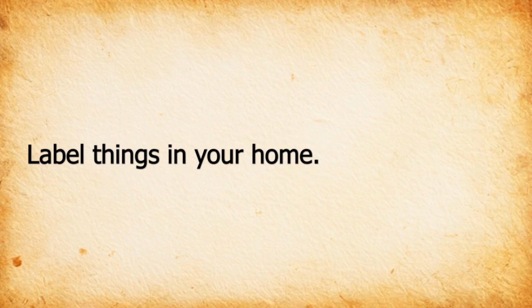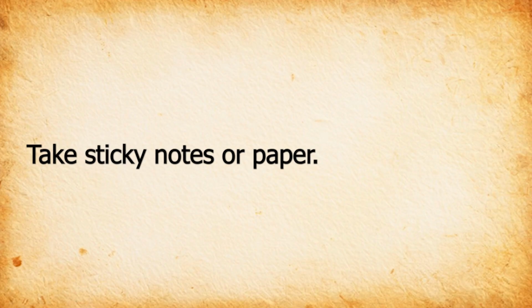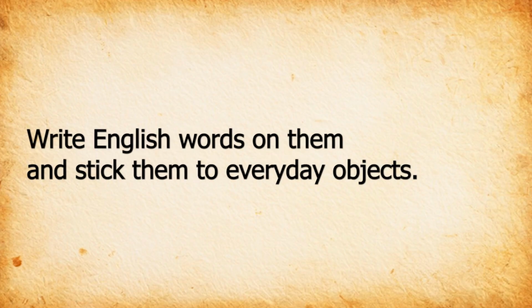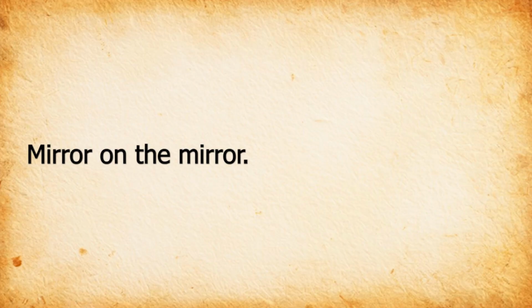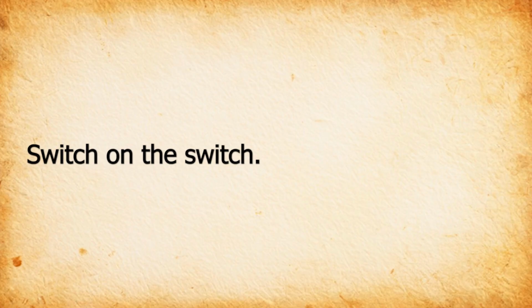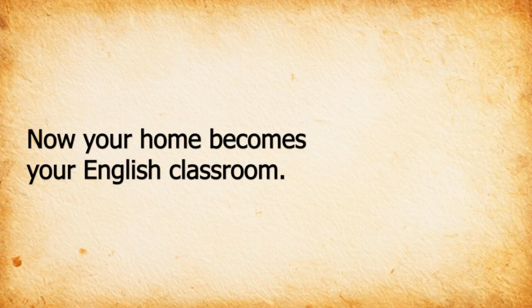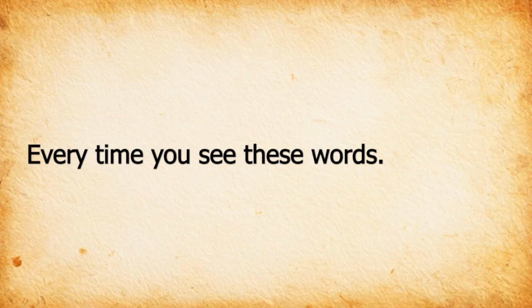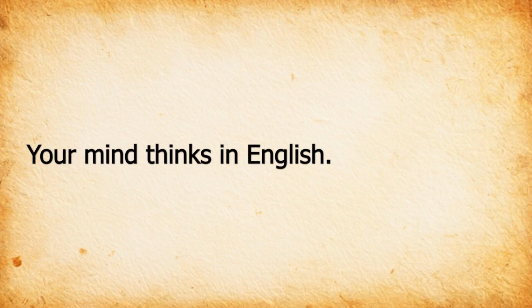4. Label things in your home. Take sticky notes or paper. Write English words on them and stick them to everyday objects. Mirror on the mirror. Fridge on the fridge. Switch on the switch. Curtain on the curtain. Table on the table. Now your home becomes your English classroom. Every time you see these words, your mind thinks in English.